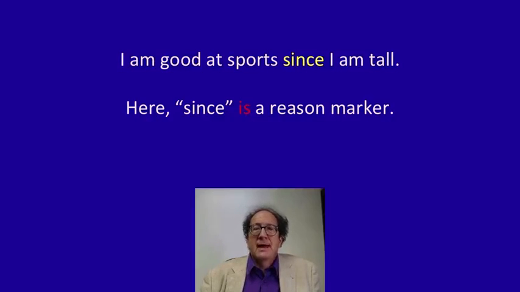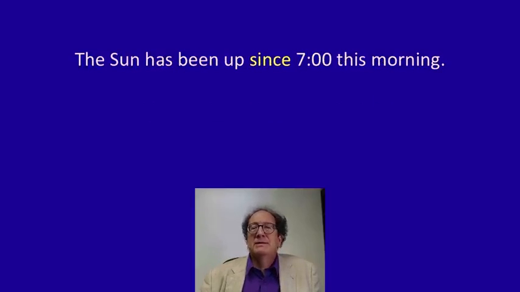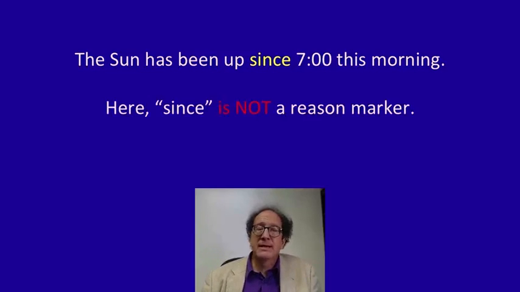After all, you can say, the sun has been up since 7 o'clock this morning. And that doesn't mean that somehow the sun has an alarm clock that causes it to come up right at 7 o'clock. All it's saying is that the sun has been up after the time of 7 o'clock, at all times since then. It doesn't indicate any kind of rational relation, such as the fact that it's 7 o'clock being a reason why the sun came up.